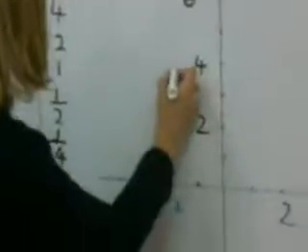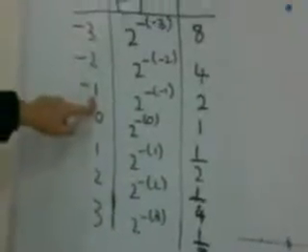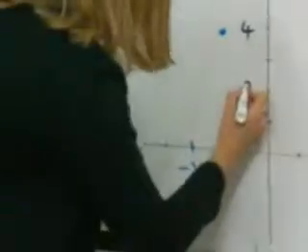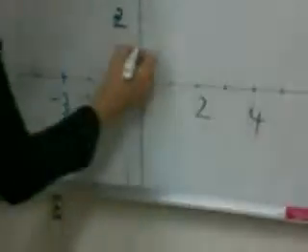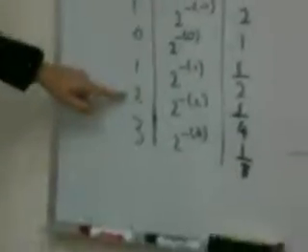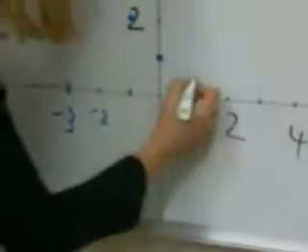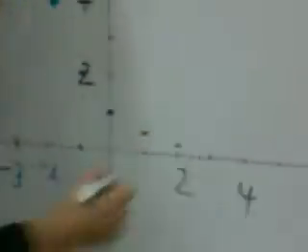So there we go, there's 4. And then when x is -1, y is 2. So that will be here. Okay. And then when x is 0, y is 1. So here's where we're going to cross the y-axis. And then when x is 1, y is a half. So that's 1, and this is a half. When x is 2, y is a quarter. So we go here. And when x is 3, y is an eighth.